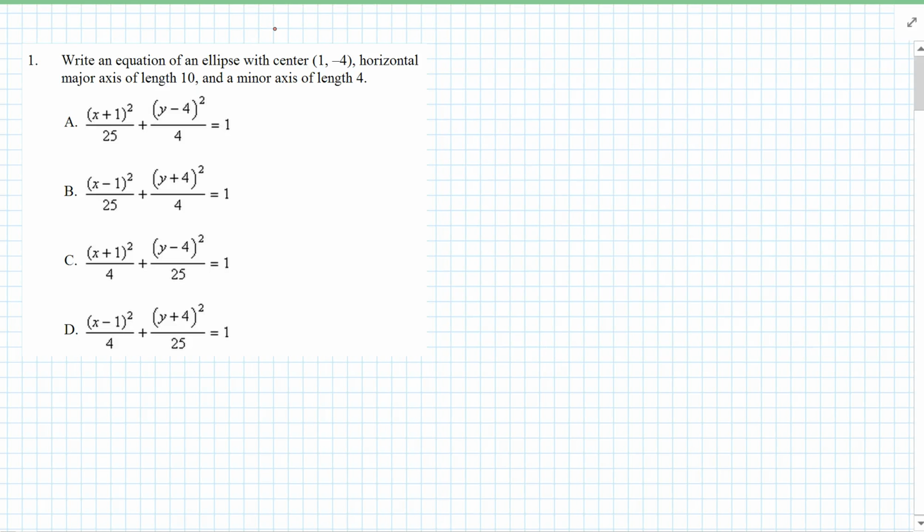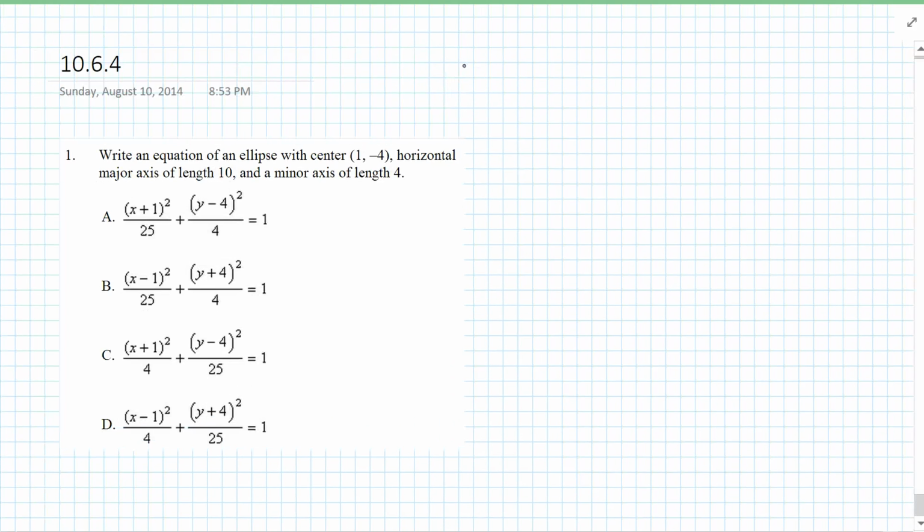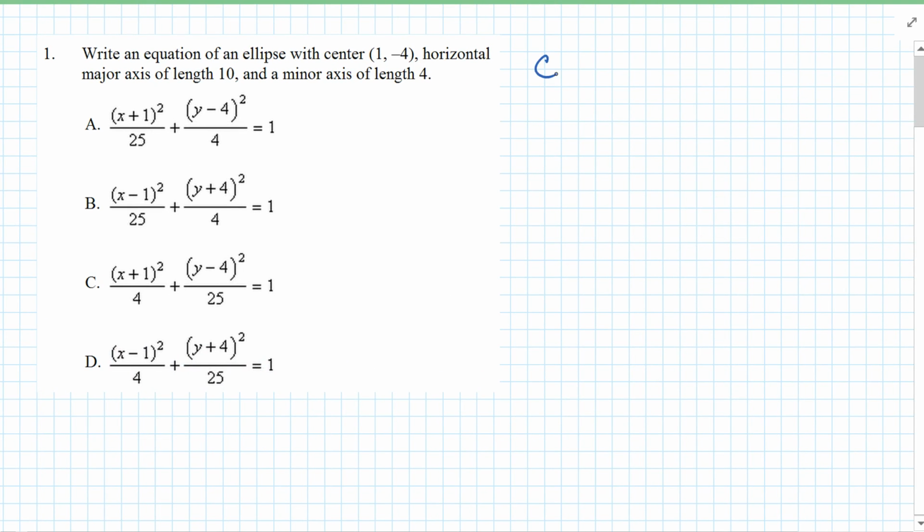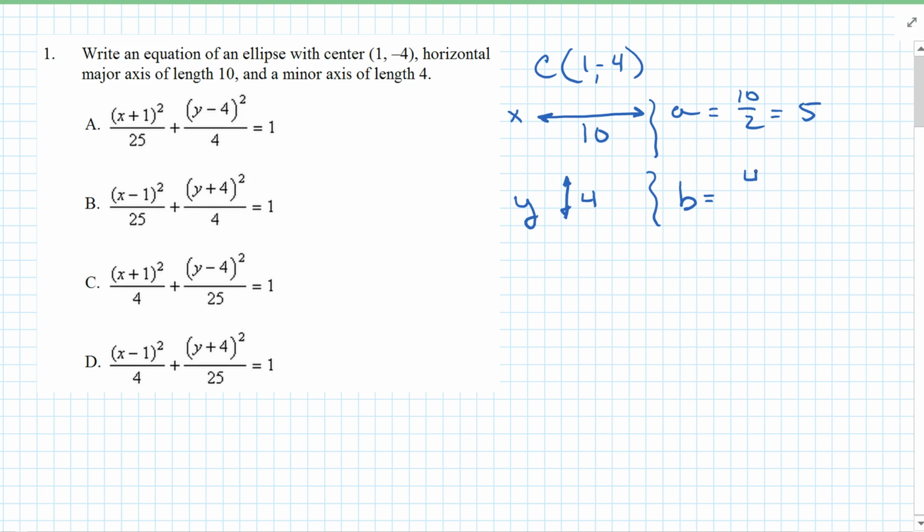Write an equation of an ellipse with the center of 1, -4. So here's what we know. Center, 1, -4. Horizontal major axis, so this is going to be our a value, and it's going to tie in with x. The length is 10, so a is going to be 10 over 2, which would be 5. Alright, and the minor axis is going to be 4, so that's going to be our b value. Our b is going to be 4 over 2, so our b value is 2.